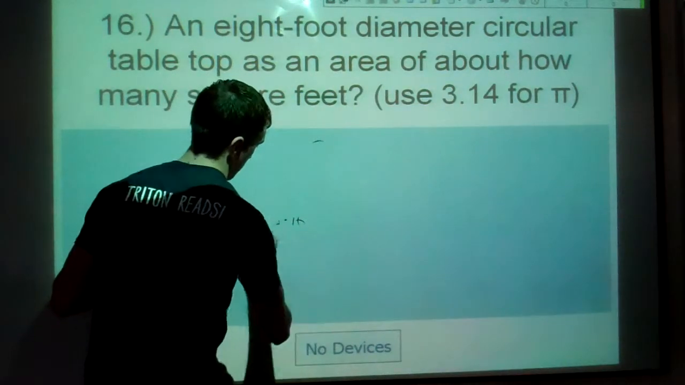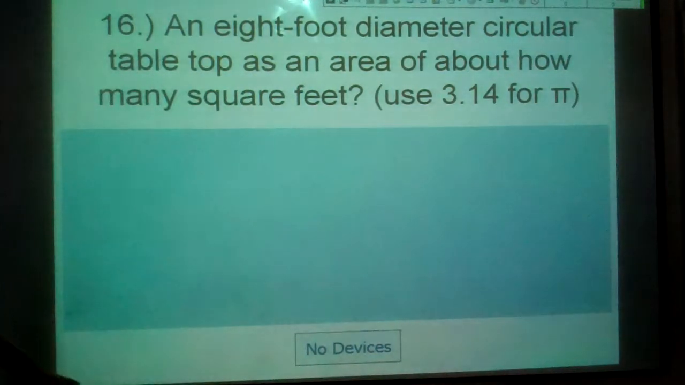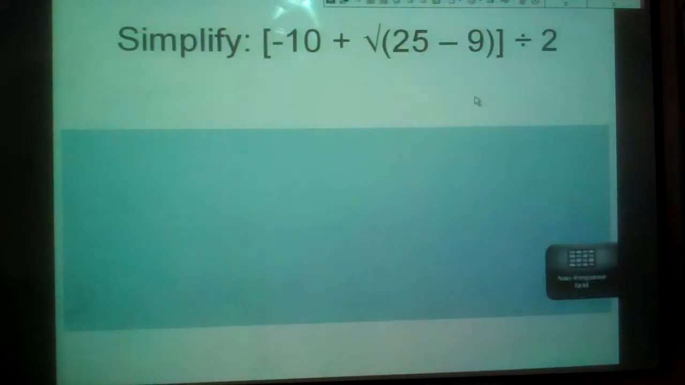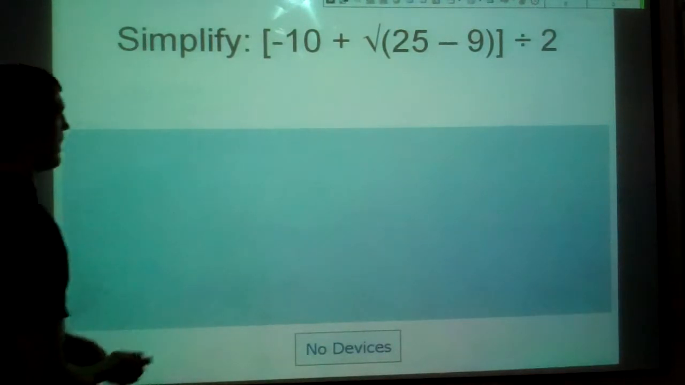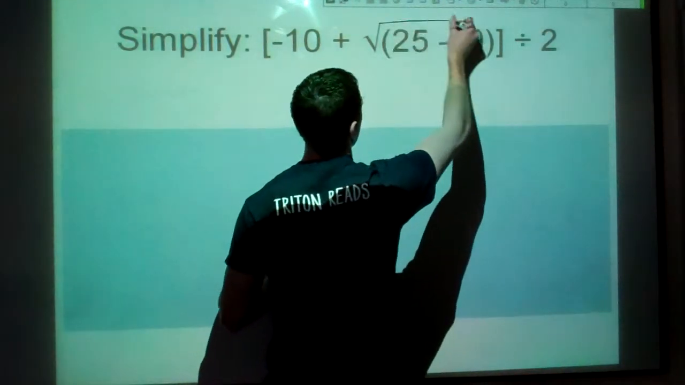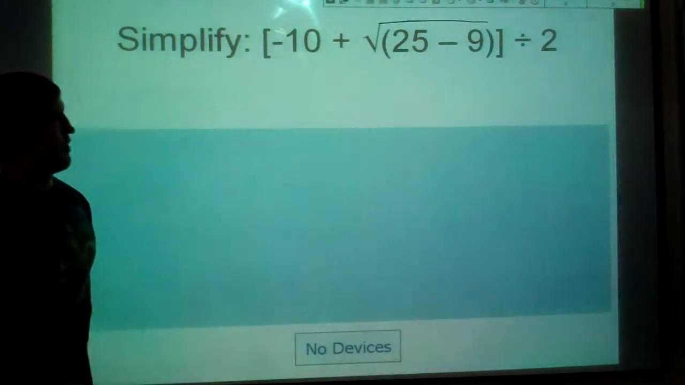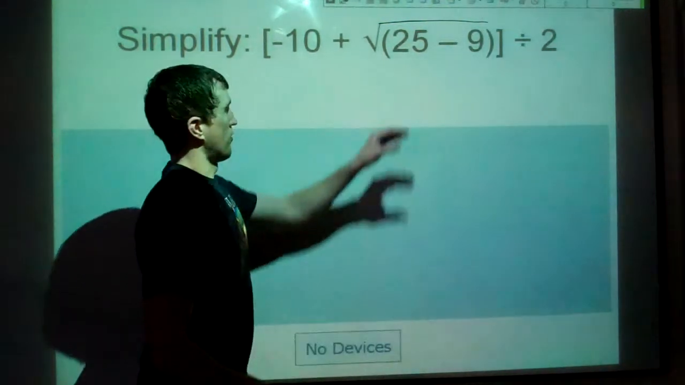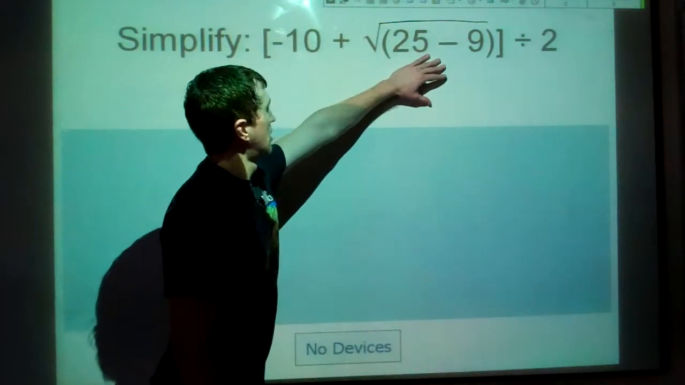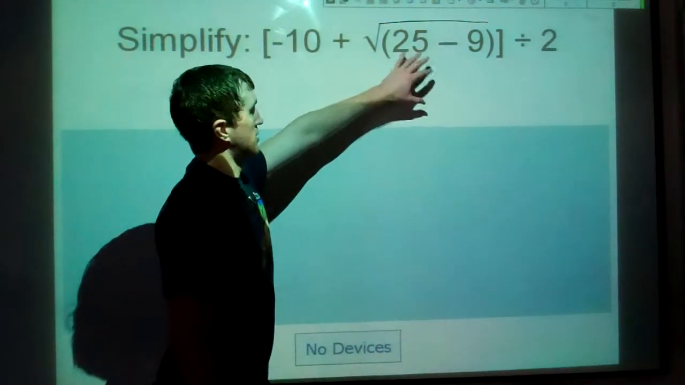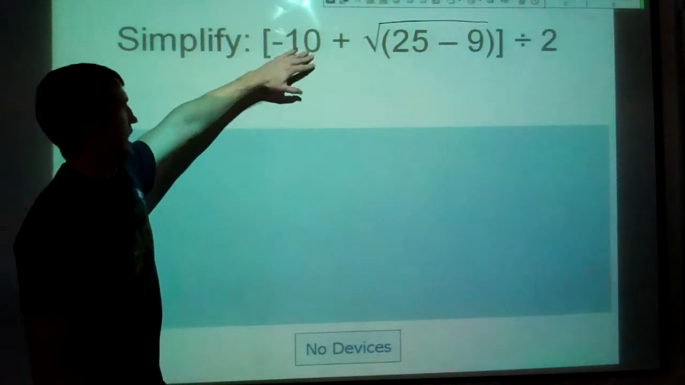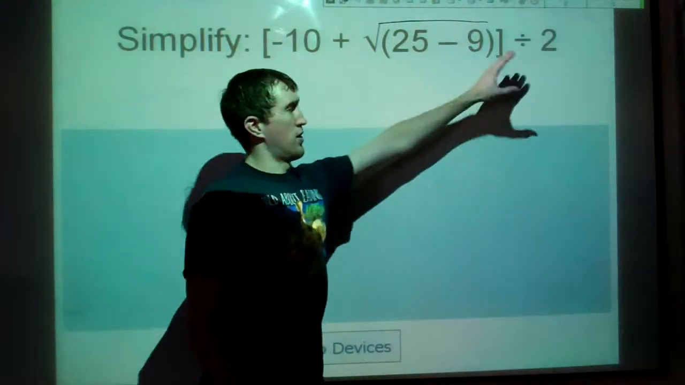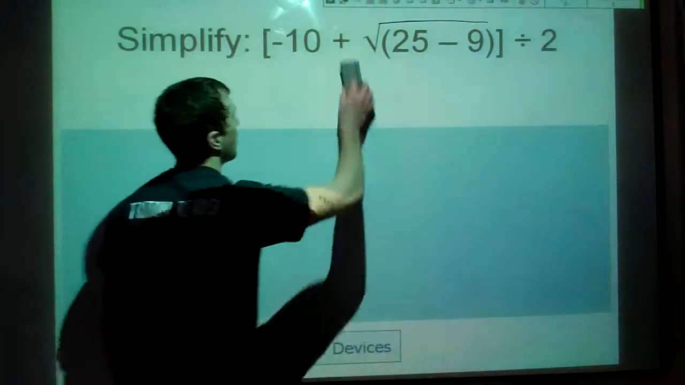Alright, I have to get to my meeting, so I'm going to cut it short here. But we did go through some of the harder ones, but I will show you what the last couple problems will look like. So we're going to get one like this, a simplified problem, where we have to use order of operations. So here we would do 25 minus 9 first, and we'll get an answer, and then we'll take the square root of this answer, add that to negative 10, and whatever we get, we divide by 2. Okay?